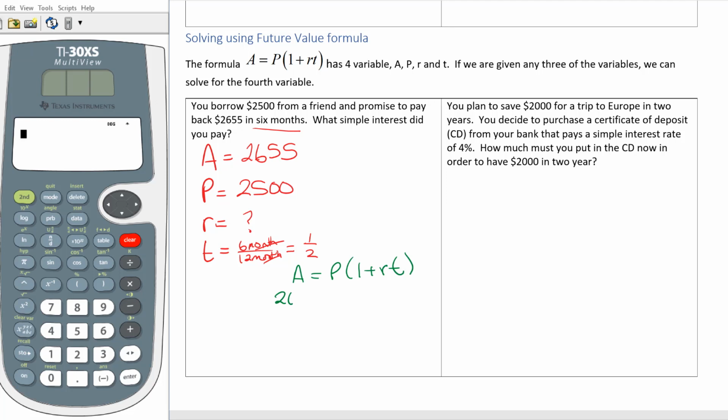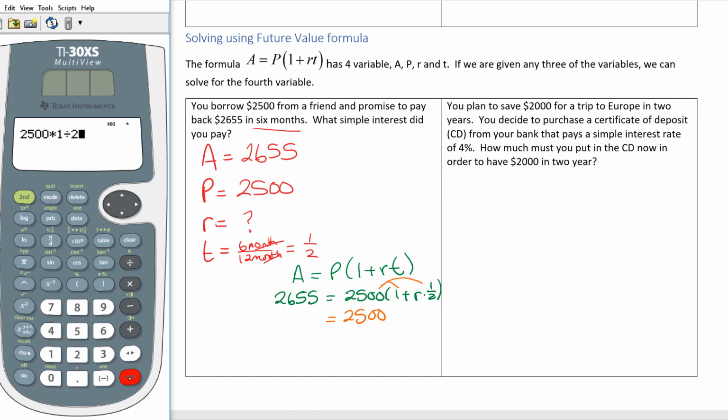A is 2655 equals P, which is 2,500, parentheses 1 plus R times 1/2. So now I'm going to distribute to get rid of the parentheses. 2,500 times 1 is 2,500. 2,500 times 1/2 R. So half of 2,500 is 1,250, and if you need help with that, you can always use your calculator. So that's multiplied by 1 divided by 2, or you can use the fraction button too as well. So that's going to be 1,250 R.